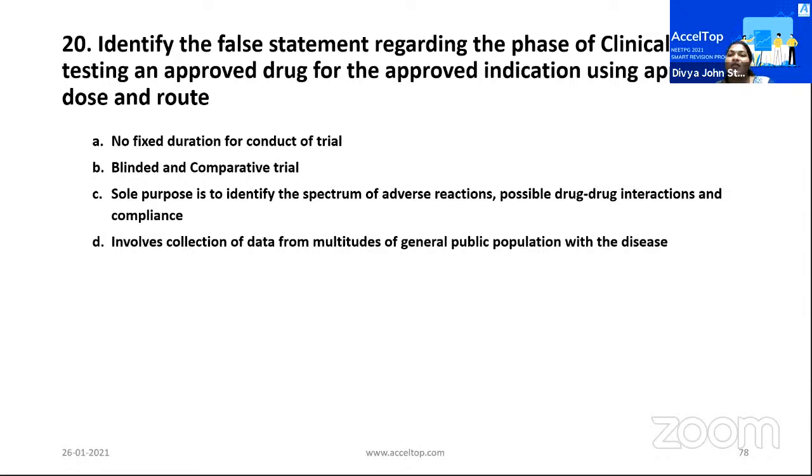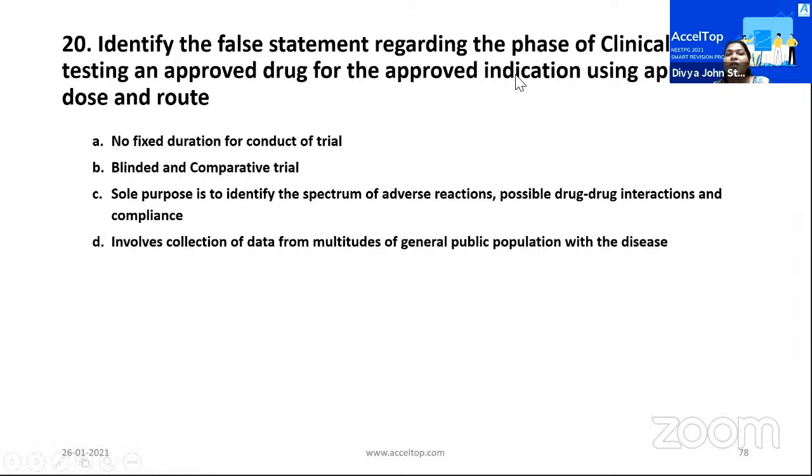Okay. So this is a clinical trial of a drug that has been approved and it is out in the market and it is given with an approved indication using the approved dose and route. Okay. And the options for that are: no fixed duration for conduct of trial; blinded and comparative trial; sole purpose is to identify the spectrum of adverse drug reactions, possible drug-drug interactions, and compliance; involves collection of data from multitudes of general public population with the disease.